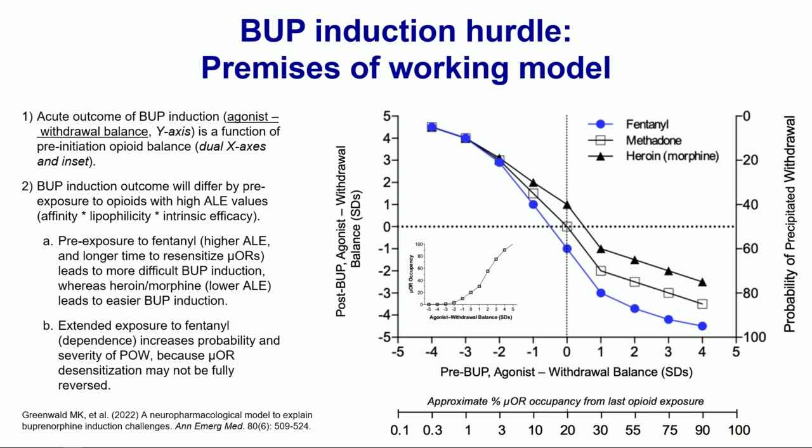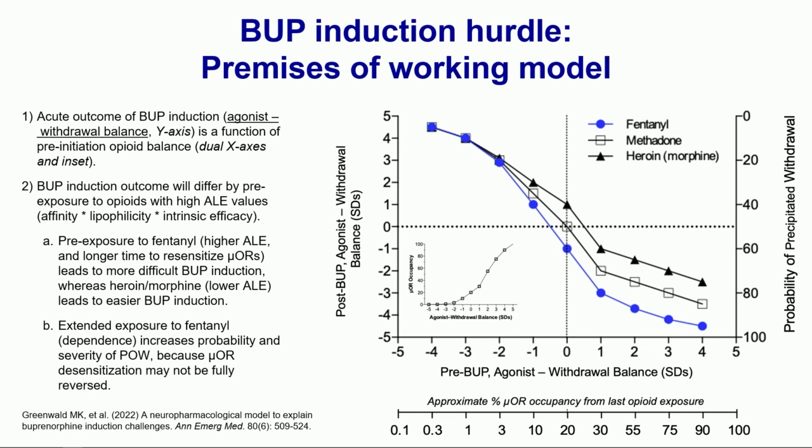So extended exposure to fentanyl before buprenorphine, producing physical dependence, can increase the probability and severity of precipitated withdrawal because that desensitization hasn't been fully reversed. The restorative processes haven't had time to fully take effect.